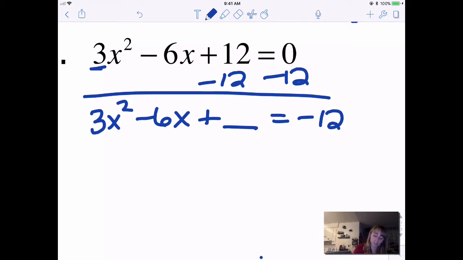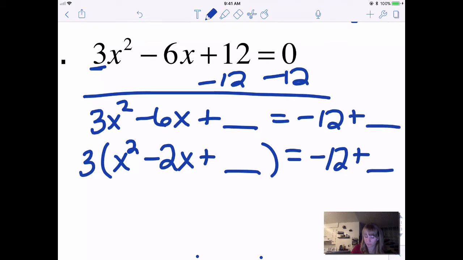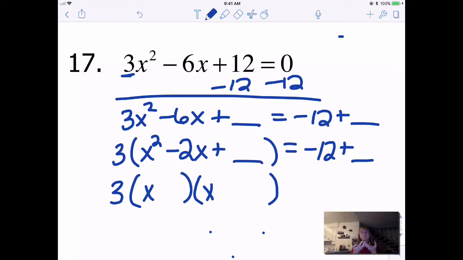What I want to do is factor out a 3 from everything. So I'm going to take the 3 and say x squared minus 2x plus blank is equal to negative 12 plus blank. The reason I do this is because I know how to complete the square on something like this. So the 3 stays along with me, but I can break up that negative 2. Negative 2 divided by 2 is negative 1 and negative 1. And what goes in the blank is that number squared. Negative 1 times itself is 1.